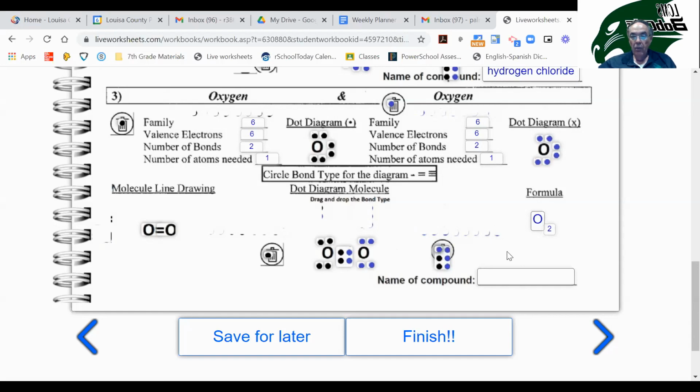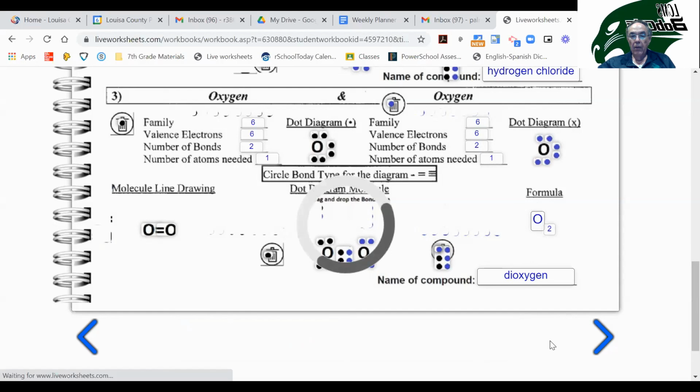Okay, and then there's 2 oxygens, so we're going to have the prefix di. Since there's only 1 element, we don't need to change the name of anything, so it's just dioxygen. Okay, and that completes our review of this homework.